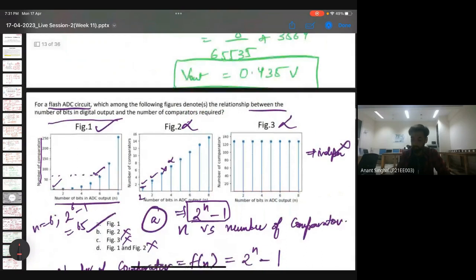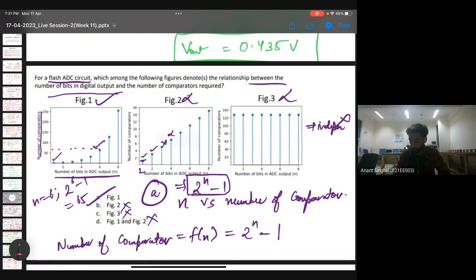Then we covered the comparators for a flash type ADC. It is 2 to the power n minus 1 comparators for an n-bit flash type ADC.